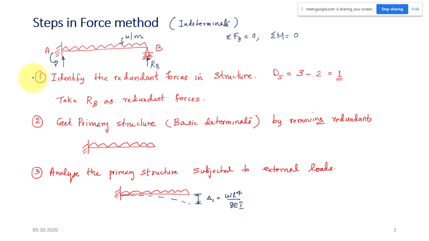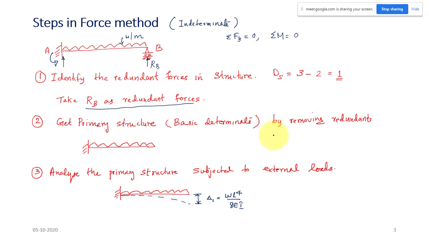And the second step is to get the primary structure. This procedure you should remember. Probably you already know this procedure, because you have done the consistent deformation method already in your SA1. The second step is to get the primary structure by removing the redundants. So I have taken RB as the redundant force in the beam, and the next step is to get the primary structure by removing the redundants.